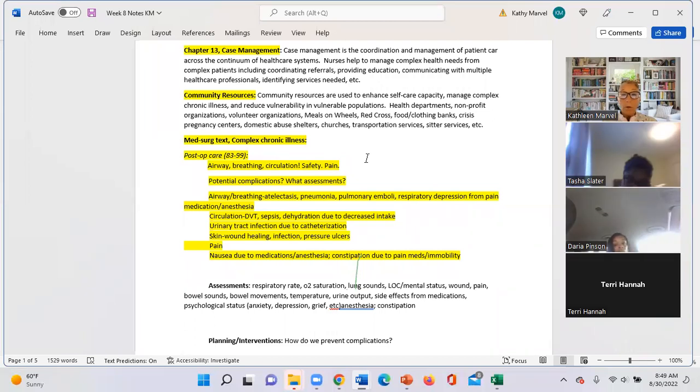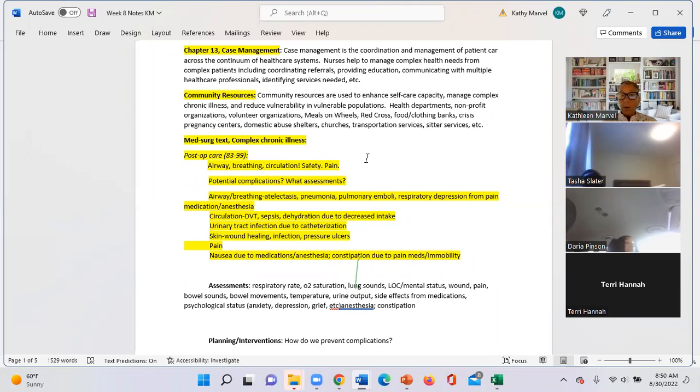Okay, so we know that community resources help. The attempt is to try and help reduce vulnerability. Right? Here's some other examples. Volunteer organizations, Meals on Wheels, food and clothing banks, maybe crisis pregnancy centers, domestic violence abuse shelters. Okay. So it's important for us to be well educated in the community resources.